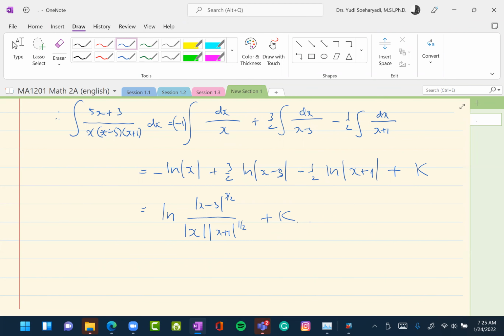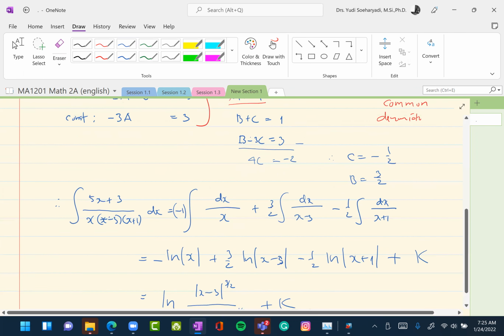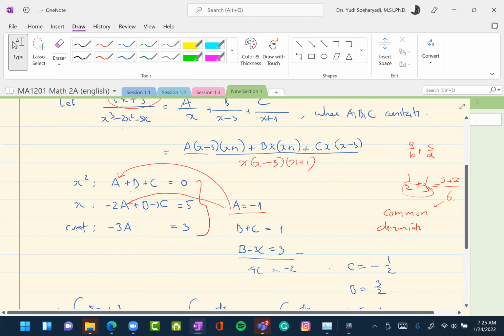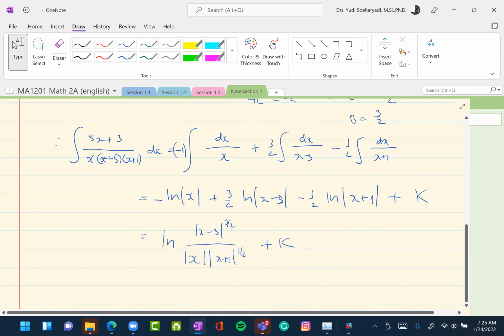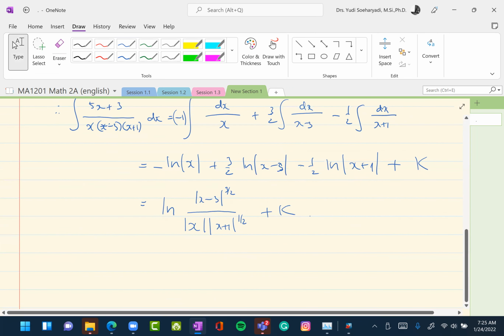Okay. So in this case, the integral, the calculus, is actually easy. The more important part is how you write this down, how you decompose the integrand. So that's the basic idea. That is the case if you have distinct linear factors.